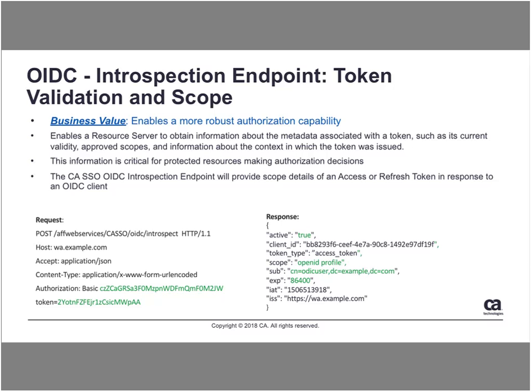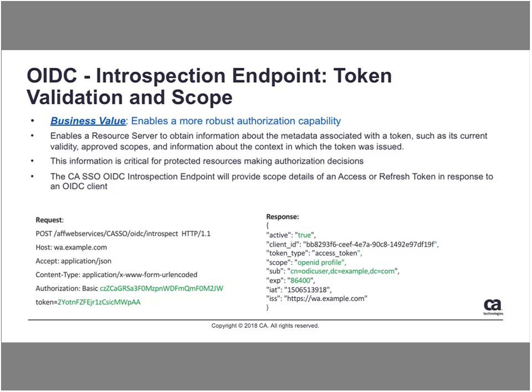SSO OIDC provider gives the details about the scope and state of the access and refresh tokens, as we displayed in this particular snippet. If you notice, the request contains the authorization basic header along with the token. This introspection endpoint supports both access token and refresh token. However, the refresh token behavior is not applicable for the implicit flow.